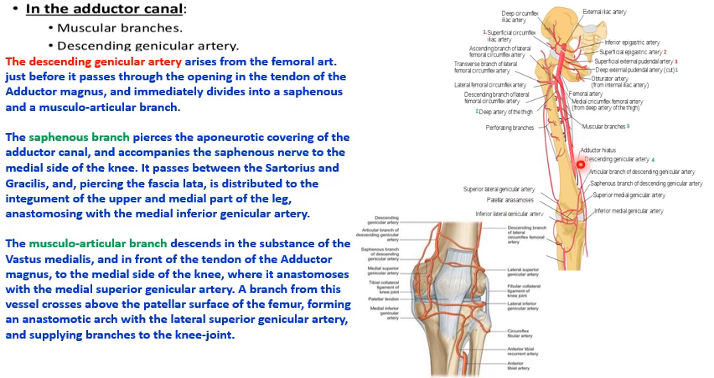To be in short, the descending genicular artery, as it courses medially, divides into two branches, the saphenous branch and the musculoarticular branch. The saphenous branch descends, anastomosing with the medial inferior genicular artery. The musculoarticular branch anastomoses with the superior medial genicular artery and also with the lateral superior genicular artery, contributing to the formation of the genicular anastomosis, or the anastomosis around the knee joint, and gives muscular branches to the surrounding muscles.